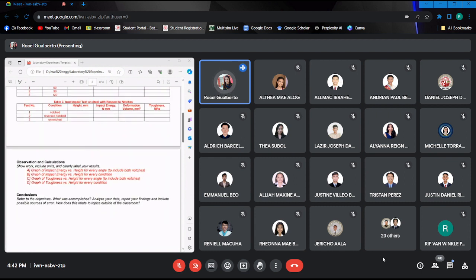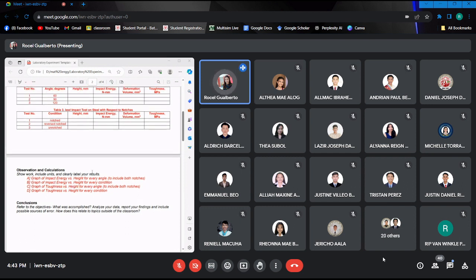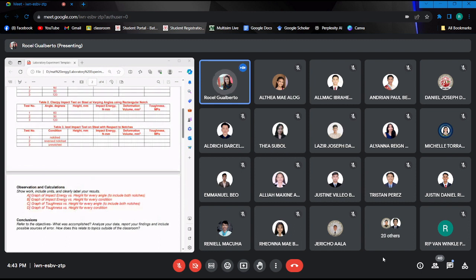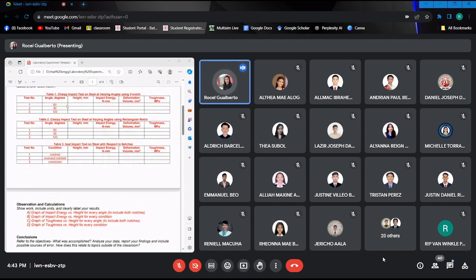And then, next po, it's observation and calculation. You need here po to do some graph. Okay? So, yung graph po ng impact energy versus the height for every angle to include both notches. Okay? So, yung A po at saka yung C na graph, manggagaling po sa tables 1 and 2. Data po ng table 1 and 2. So, ililabel po lang natin alin ba yung para dun sa V notch, alin ba yung para dun sa rectangular notch. Okay? Yun po yung A at C.